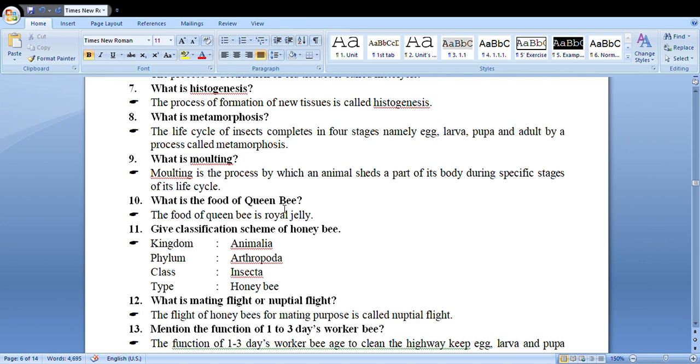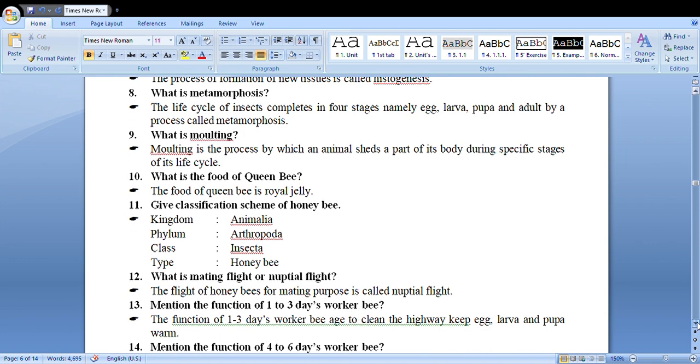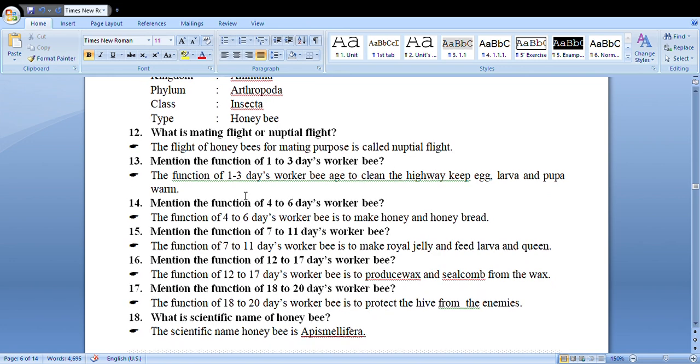What is the food of queen bee? Food of queen bee is royal jelly. Give the classification scheme of honeybee. Kingdom Animalia, phylum Arthropoda, class Insecta, type honeybee. What is mating flight or nuptial flight? The flight of honeybees, especially drone bee and queen bees, for mating purpose, means for sexual intercourse, is called nuptial flight.